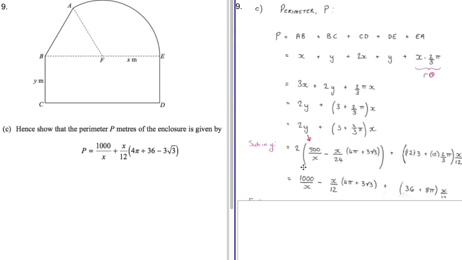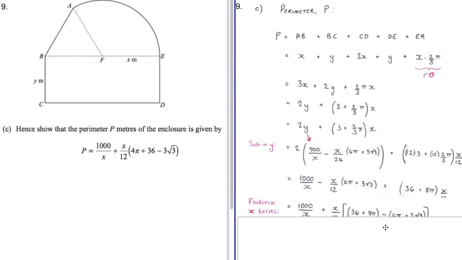So if we go through, we're going to get 2 times 500 is 1,000. We're going to get rid of this 24 because we're timesing by 2 on top, so it's going to become 12. And for this last term here, we can tidy it up a bit to get 36 plus 8 pi. We're going to factorise the x terms, so we've got an x term here and an x term here. We're going to take out x over 12. That should read 12 there.